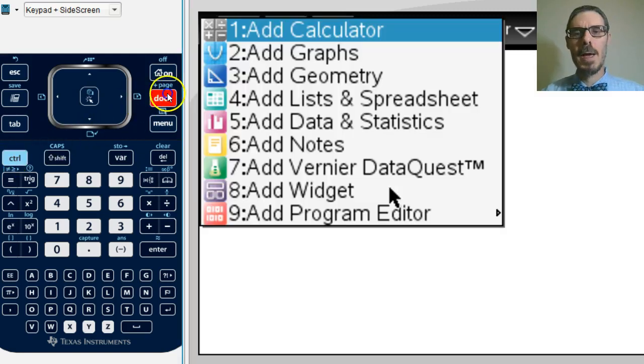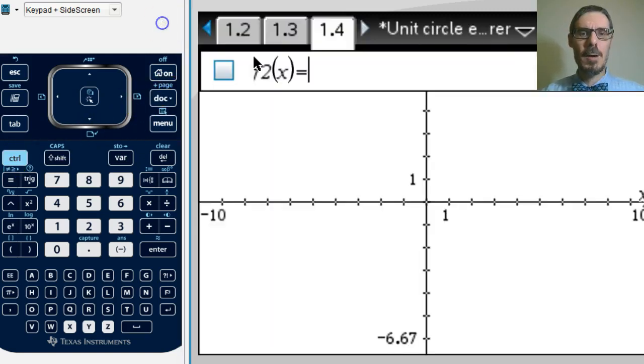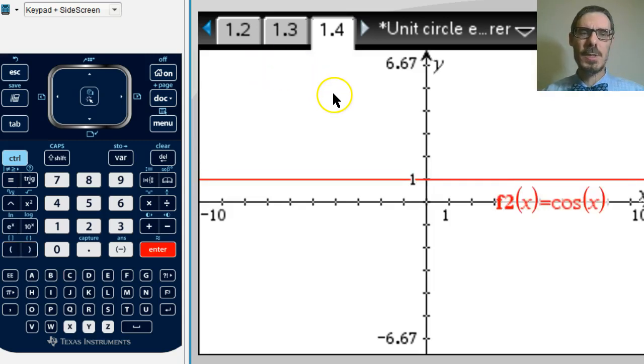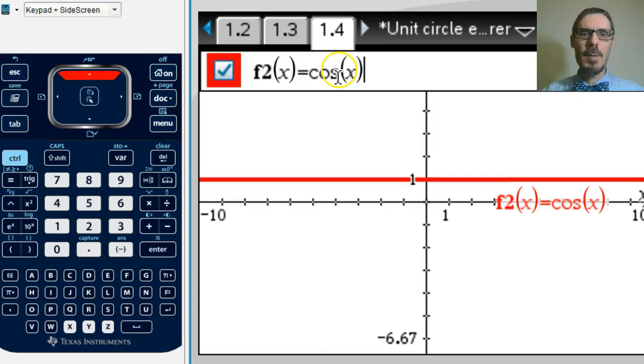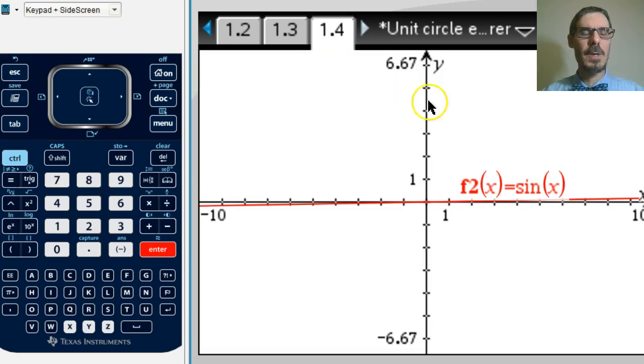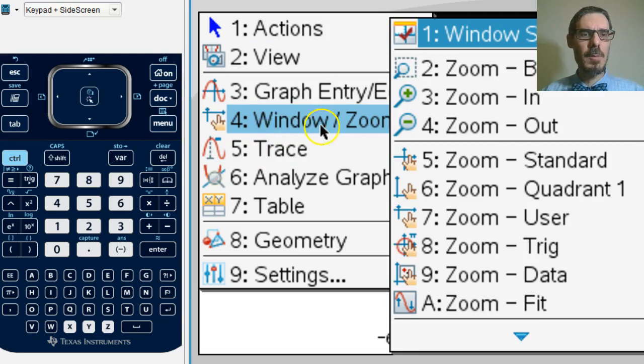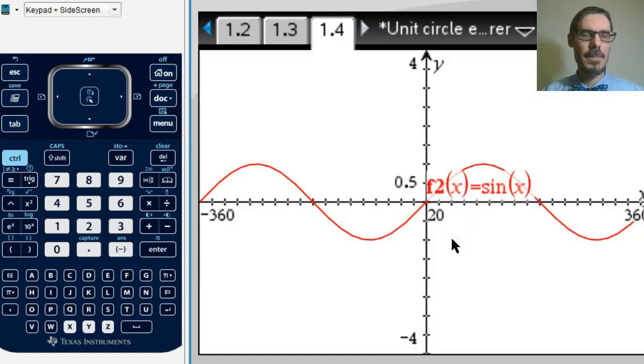So I'm going to add a new page with a graph on it, and the graph is going to be cos of x. I should have put sine first, shouldn't I? Let me change that to sine of x. Let's do sine first. Then it doesn't show the full curve because it's not in the right window. So let's go Menu, Window Zoom, Trig. That's better.